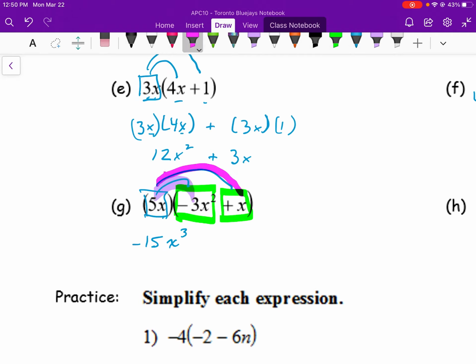The next multiplication I need to worry about is this one. What is 5x times x? Well, that is 5x cubed. And it's going to be positive. So if you really understand multiplying monomials, then multiplying a monomial to a binomial or a polynomial is easy work.